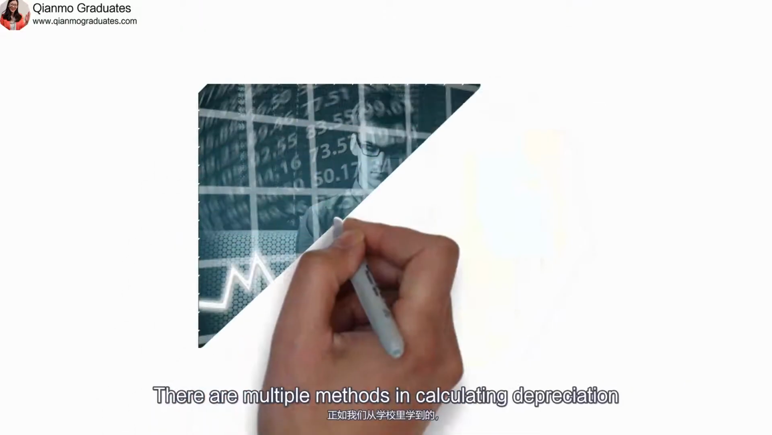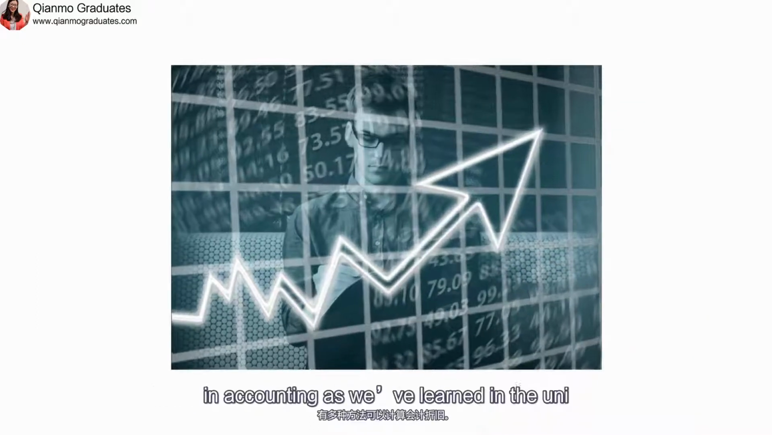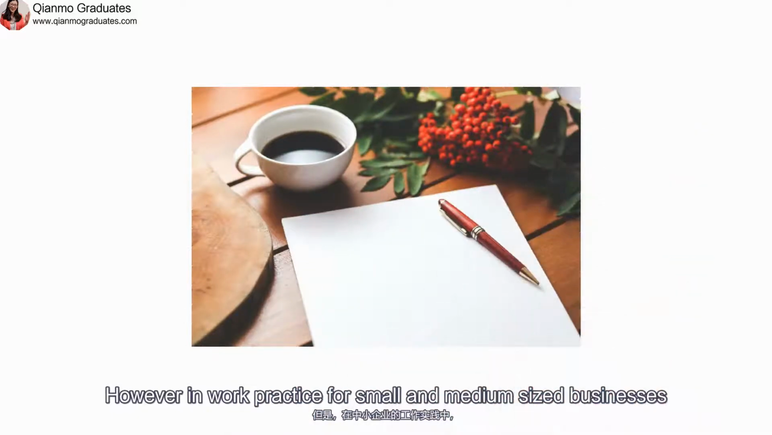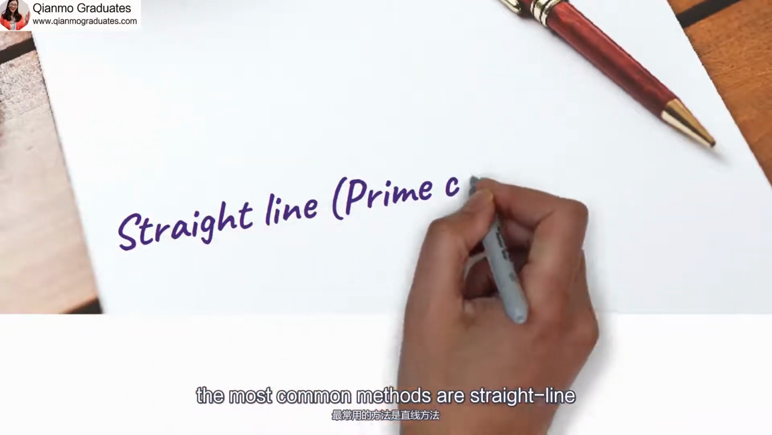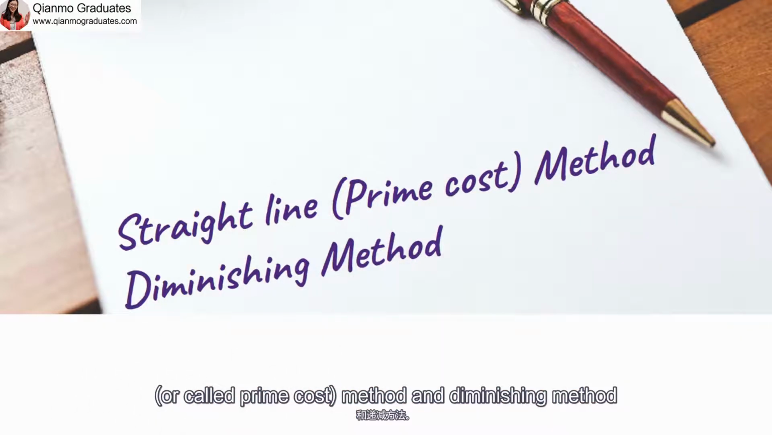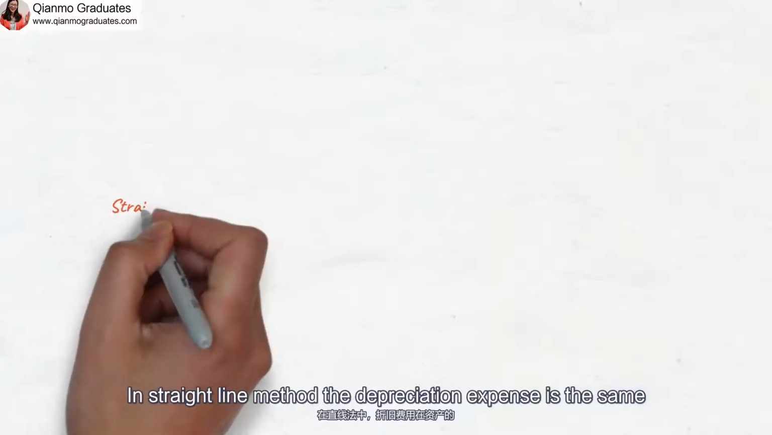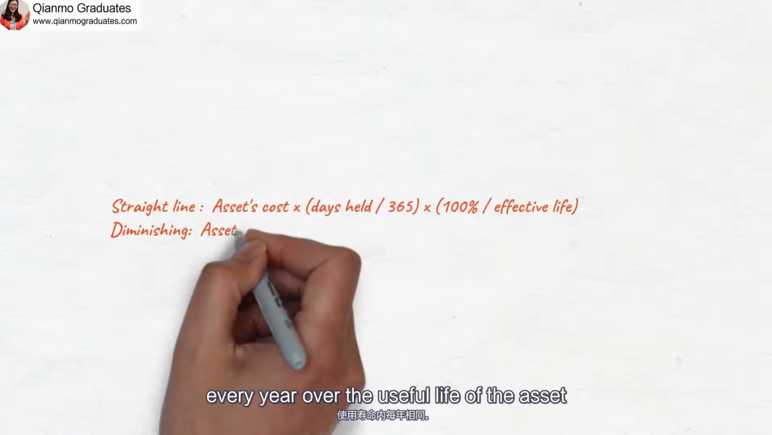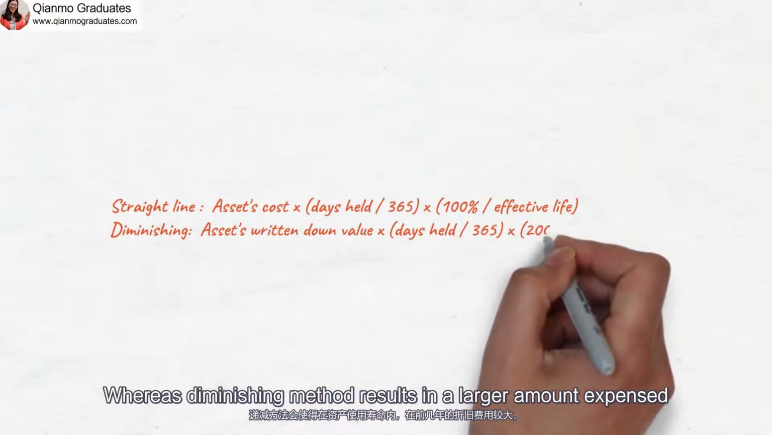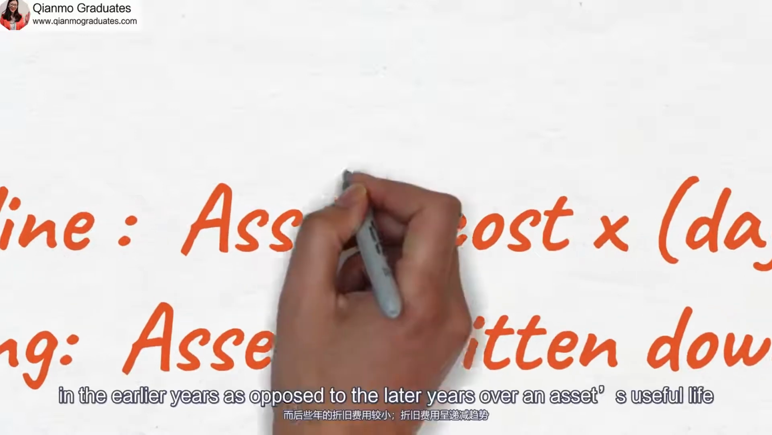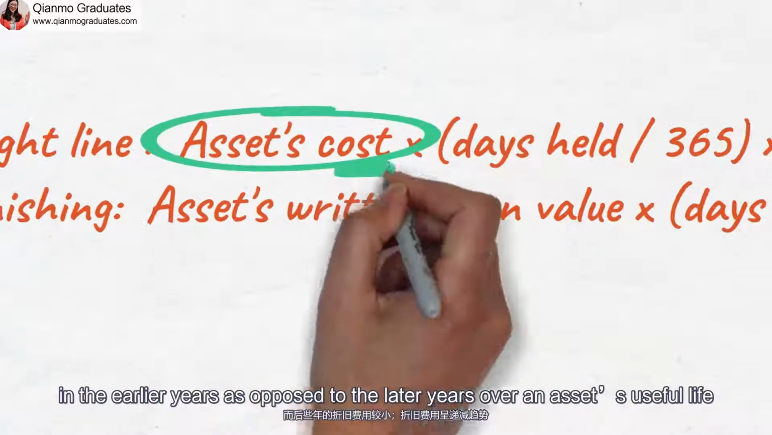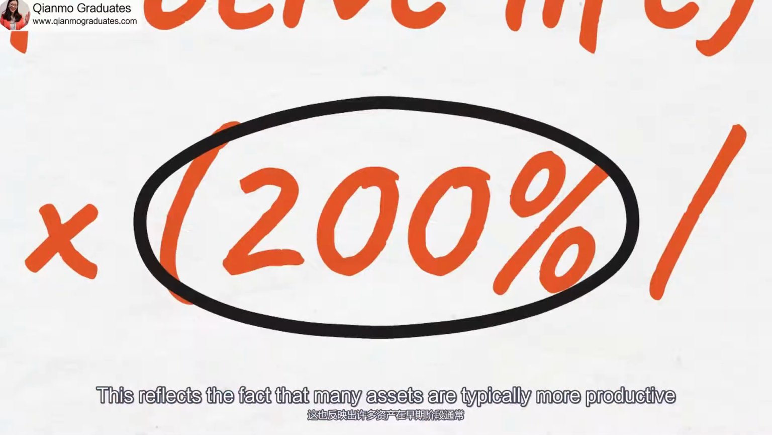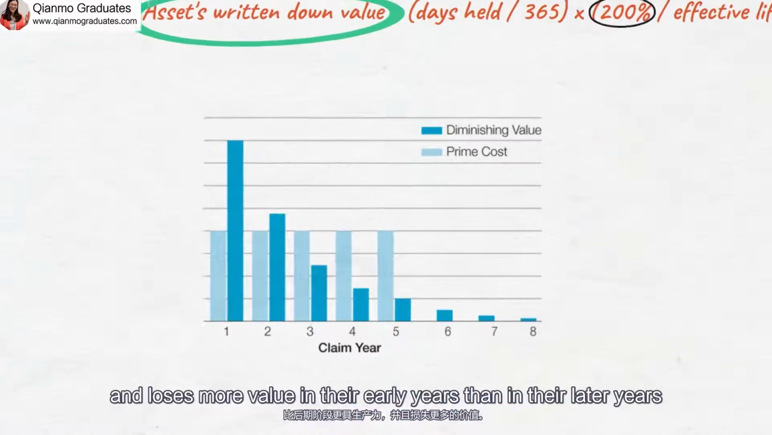There are multiple methods of calculating depreciation in accounting, as we've learned in uni. However, in work practice for small and medium-sized businesses, the most common methods are the straight line method, also called prime cost, and the diminishing method. In the straight line method, the depreciation expense is the same every year over the useful life of the asset, whereas the diminishing method results in a larger amount expensed in the earlier years as opposed to the later years over an asset's useful life.